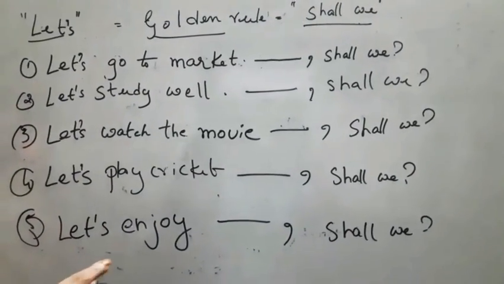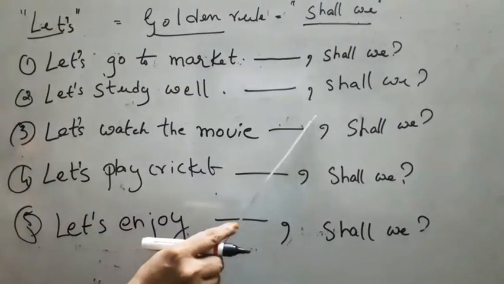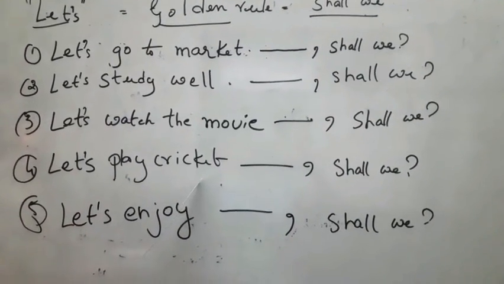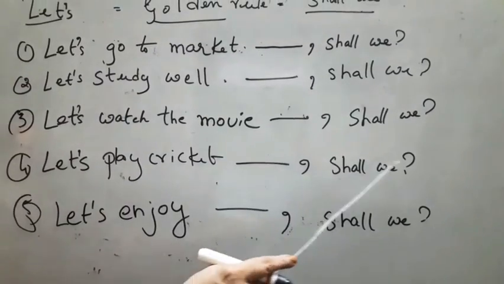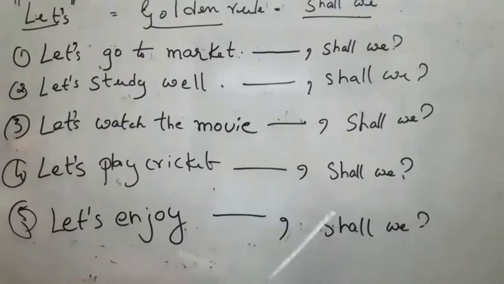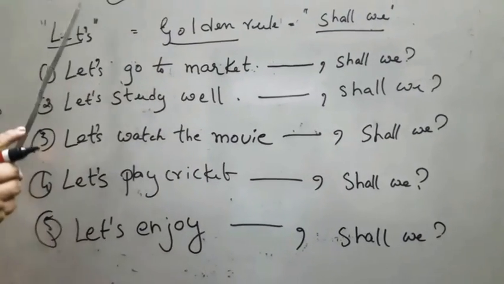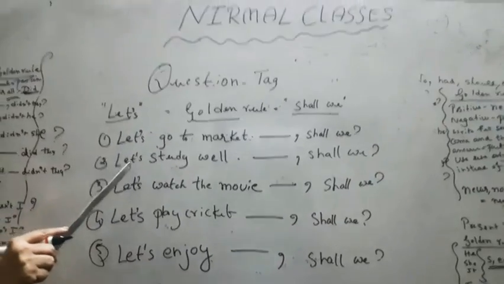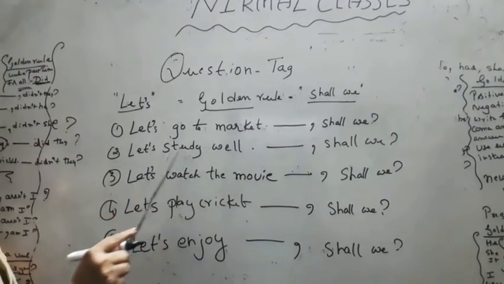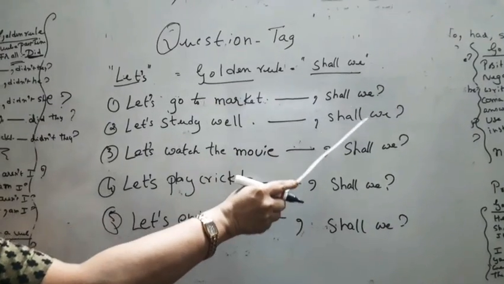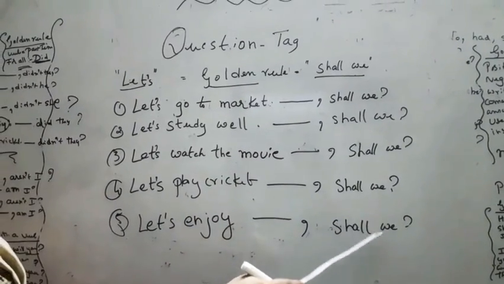Let's watch the movie. Let's watch the movie, shall we? Let's play cricket, shall we? Let's enjoy, shall we? It means whenever the sentence begins with let's, you need not see the remaining sentence. Directly write the answer, shall we.